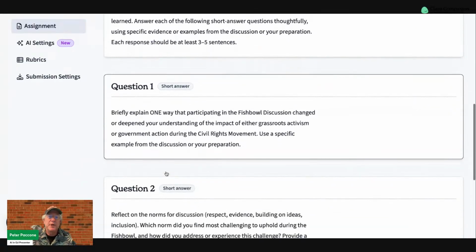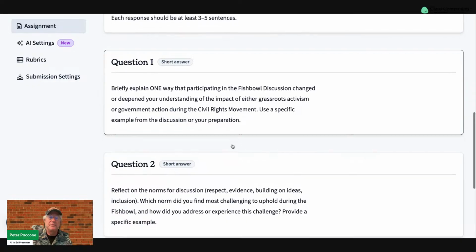Let's see what happens. "Briefly explain one way that participating in the fishbowl discussion changed or deepened your understanding of the impact of either grassroots activism or government during the civil rights movement." Okay, a choice, not bad.